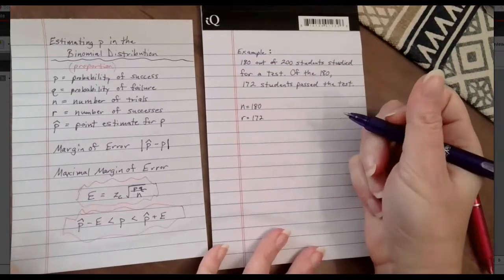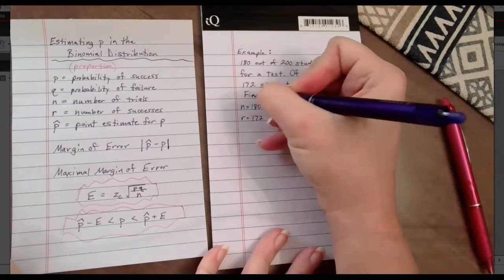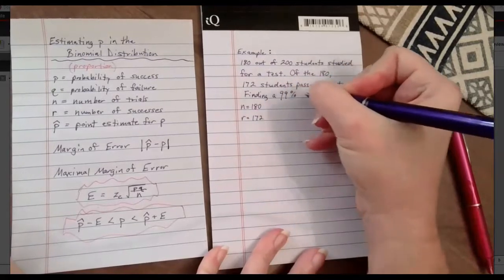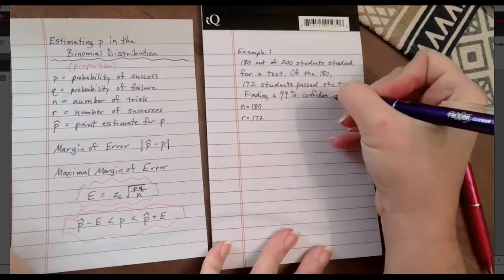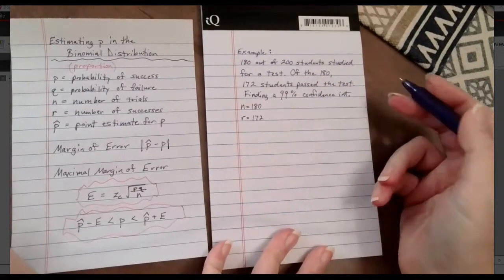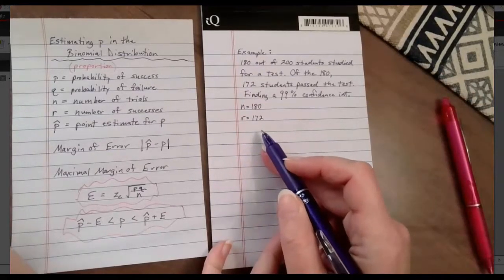All right, we are going to be finding a 99% confidence interval, a confidence interval for P. And so let's see, other things that we might need to know would include, do we have a p-hat? We could get a p-hat, couldn't we?